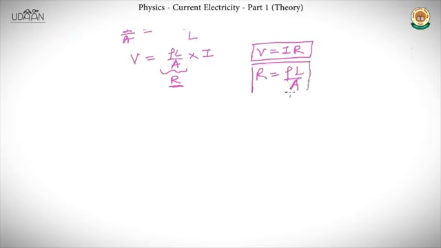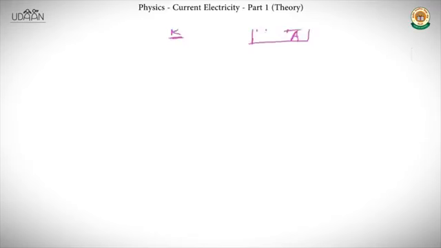These two formulae are very important. They'll be used in almost each and every question from current electricity. Now we move on to the dependence of resistance on temperature. Resistance as a function of temperature.